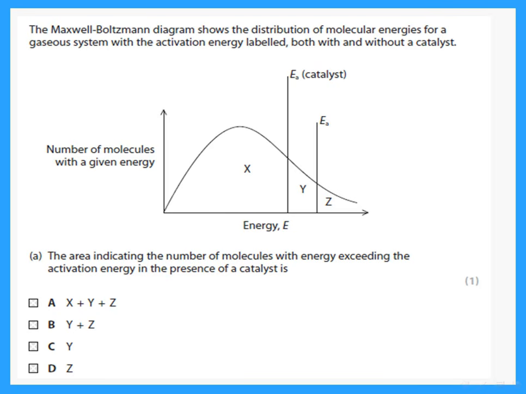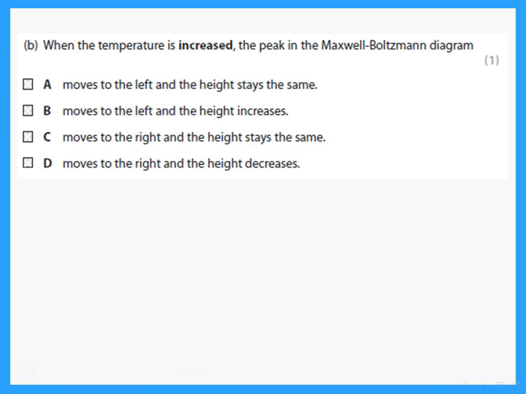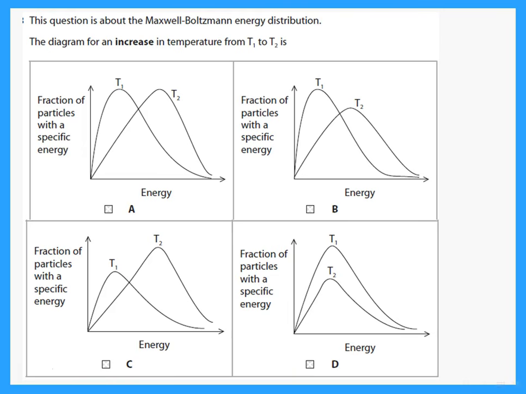Now, where is Ea in the presence of a catalyst? That's the longer line. So the number of molecules with energy higher than the activation energy would be whatever is after it to the right. So that is Y plus Z. All of these particles will have energy higher than the activation energy. Now he's saying when the temperature is increased, what happens to the peak of the Maxwell-Boltzmann graph? Remember that we said it will move to the right and the height will decrease.